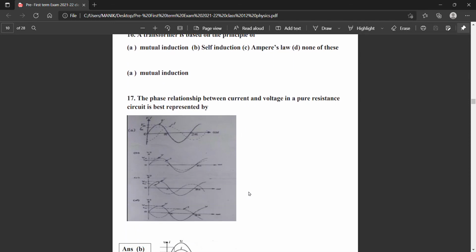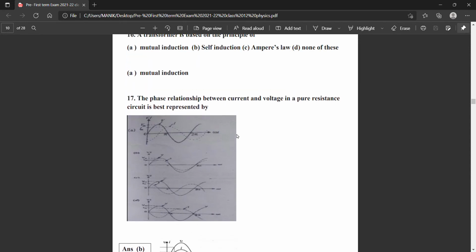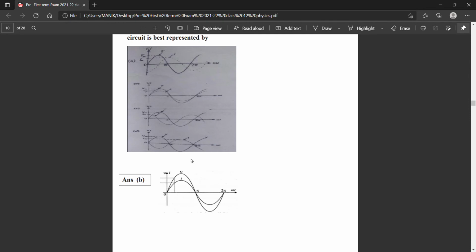Question number 17. The phase relationship between current and voltage in a pure resistance circuit is best represented by. Here you see the phase diagrams. In case of a pure resistive circuit, the phase diagram will be like the picture in option B. So the answer will be option B. To understand the phase diagram, you will have to go through any reference book or you can watch my video which I am going to upload within the coming week. So you can wait for 1 week, or you can go through NCERT books.